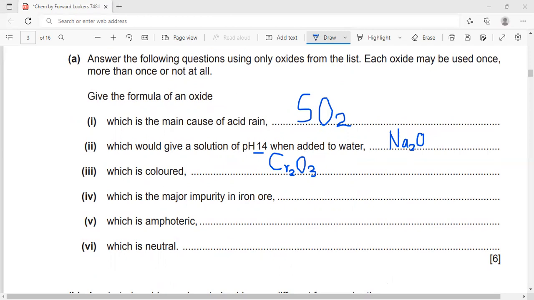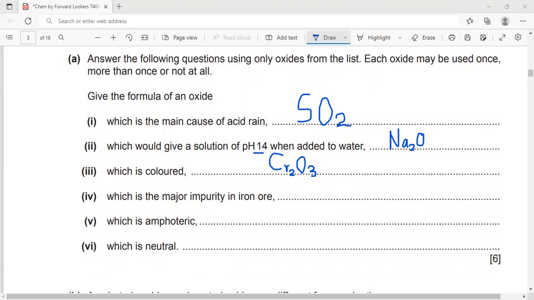In nature, it's just found as a mineral, very rare. Chromium(III) oxide can be used as a catalyst and also as a pigment, so it is colored.